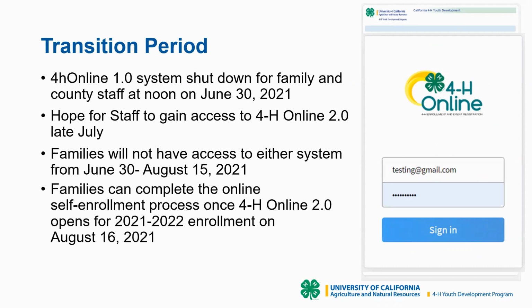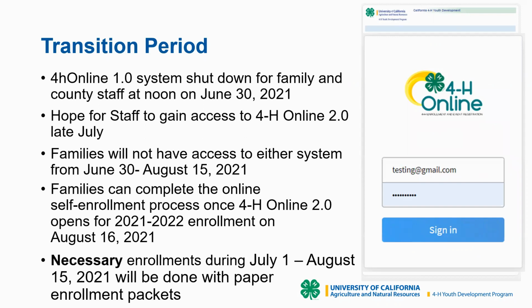During the interim period when the system is offline from July 1 to August 15th, necessary enrollments will be completed using paper forms and entered into 4-H Online 2.0 by August 31st with a note in the profile indicating participation during the interim period. Remember that youth that were enrolled in the previous year can continue in the program to participate in the culminating activities tied to their previous year's program enrollment and work without having to re-enroll, as the coverage extends for them to do those final activities.